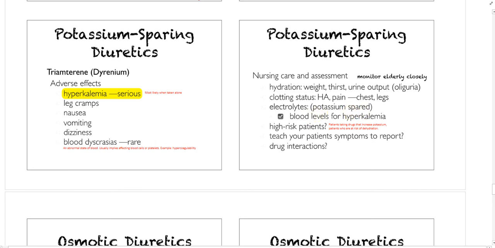Electrolytes, potassium spared. So we want to check for hyperkalemia. Identify those who are taking anything else that might increase potassium even more, and teach our patients to report certain symptoms.